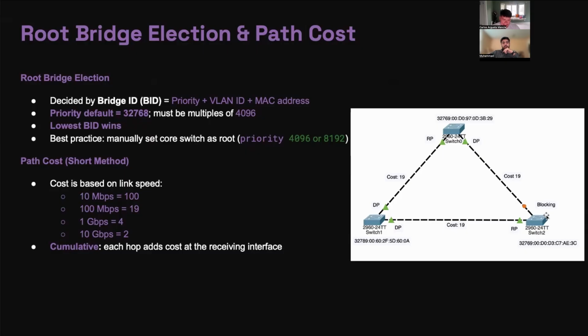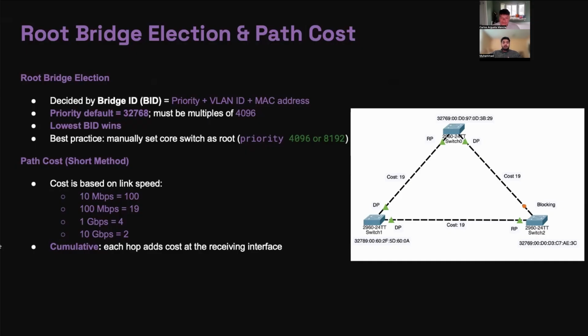So the path cost is based on link speed. You get your 10 megs, which is a cost of 100, 100 megs, which is 19, 1 gig per second, which is 4, and a 10 gig link is a cost of 2. The cumulative cost is that each hop adds a cost at the receiving interface. Going back to that example that I mentioned with 38 to 19, you'll choose the 19. If we can imagine the link being a 1 gig link, the total would be 8 as opposed to 19, which is significantly lower, and the switch would prefer going over 2 hops as opposed to the single link, which is 19.